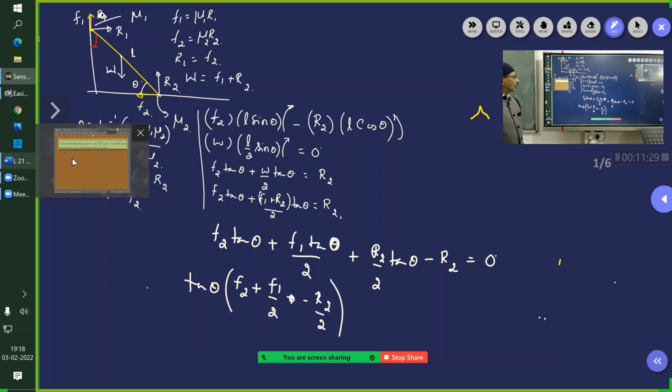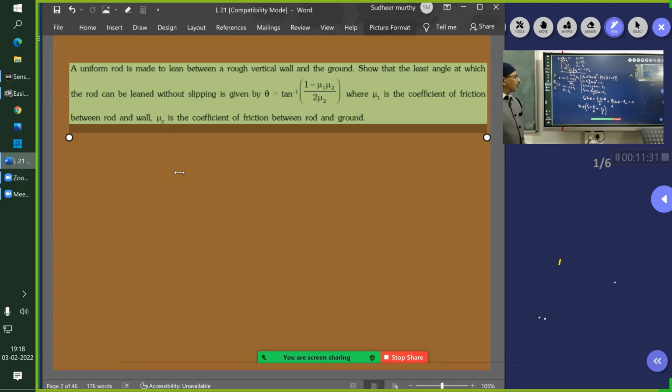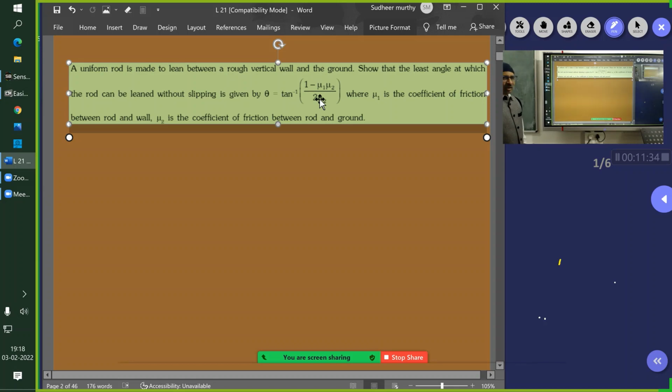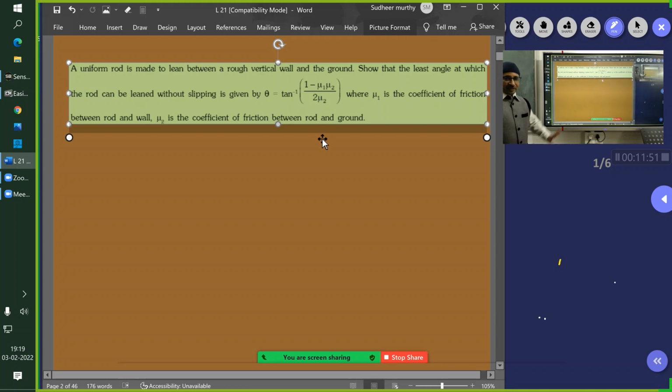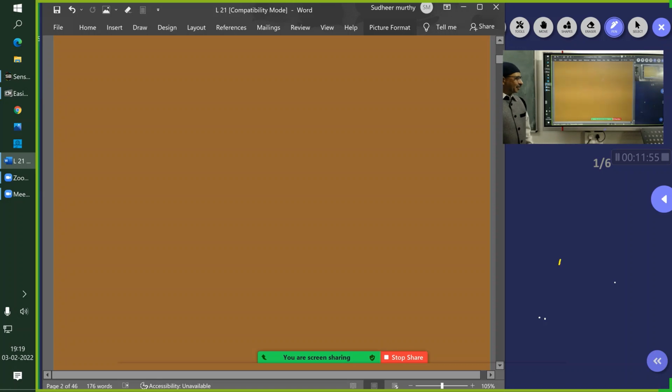Fine. So the moral is, the problem is given. Don't start worrying about what this mu is and all. A ladder is leaning, so you take the cue from whatever you understand, and you write that first. Whatever it is, mu 2, mu 1, don't bother. Write it, then automatically it will take you towards the answer. You don't have to get the answer, it will drive you towards the answer.